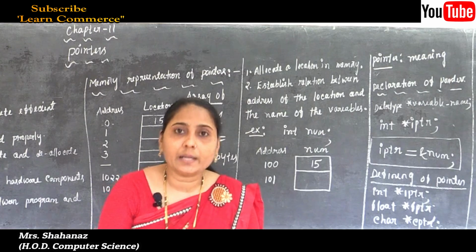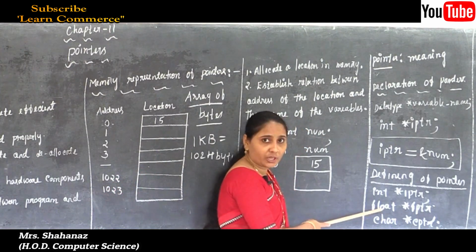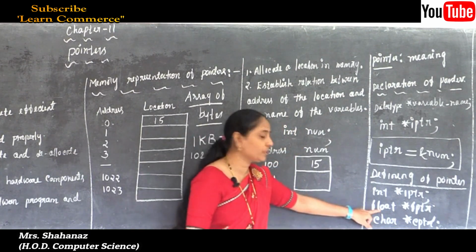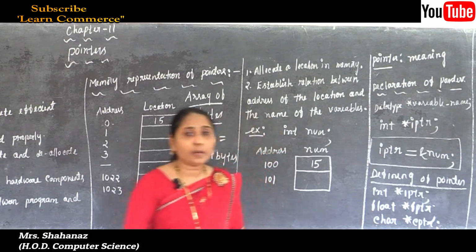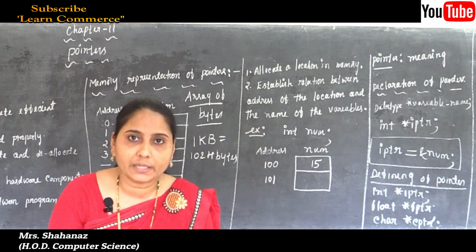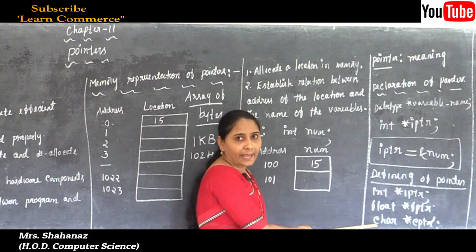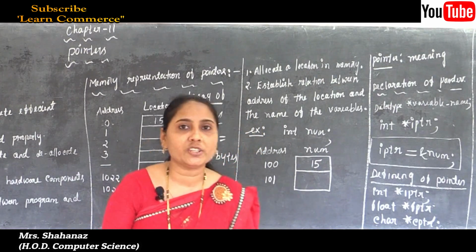And the second example, float pointer fptr. So fptr is declared to be a pointer variable of type float here. Float means it is going to provide a size of 4 bytes here. And finally the char pointer cptr. So cptr is declared to be a pointer variable of type char. Clear this point here? So this is called defining a pointer variable.